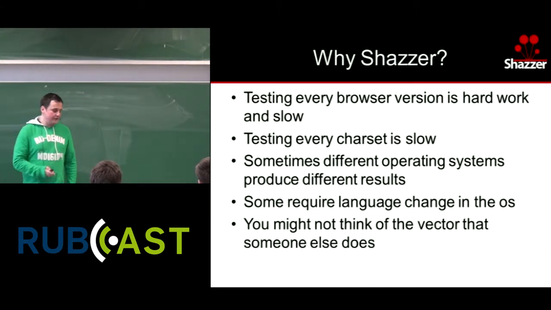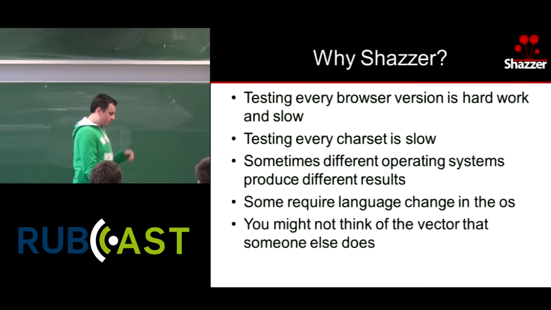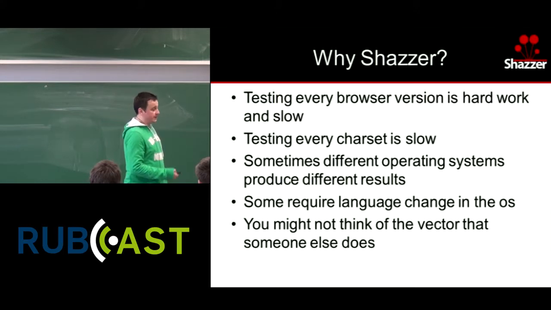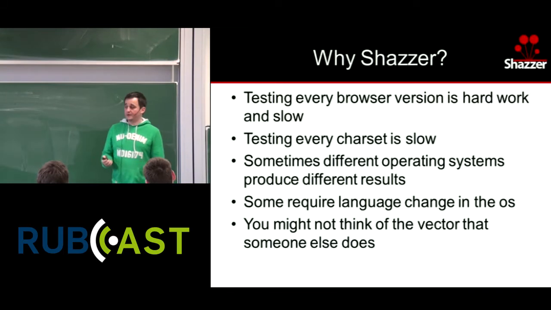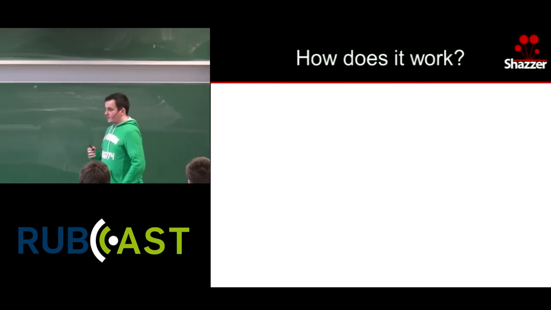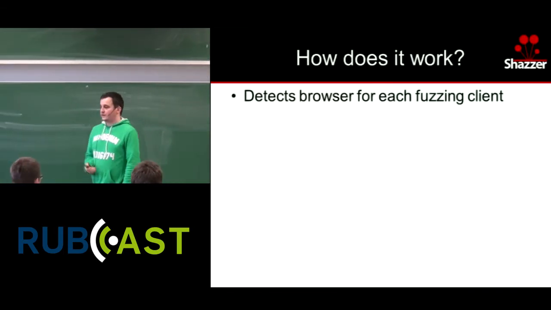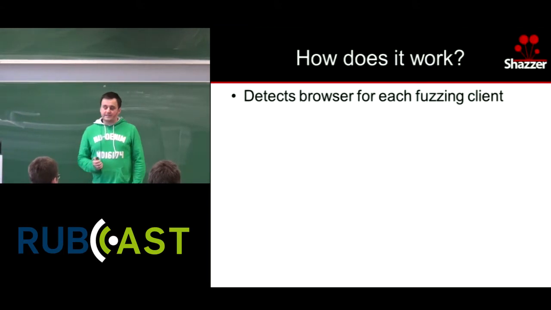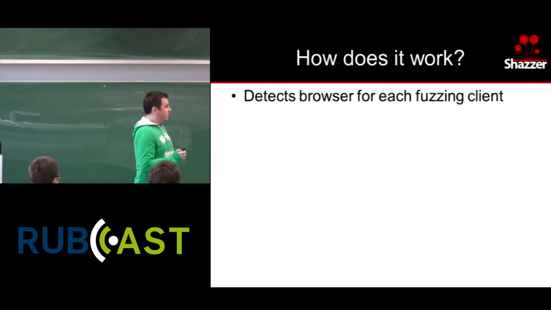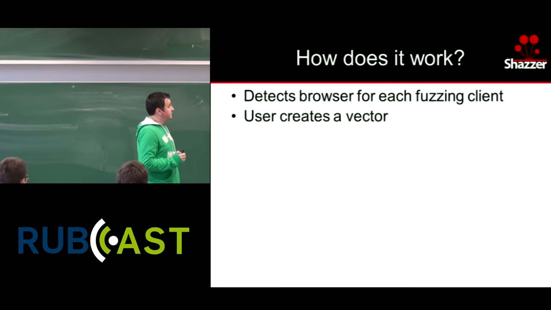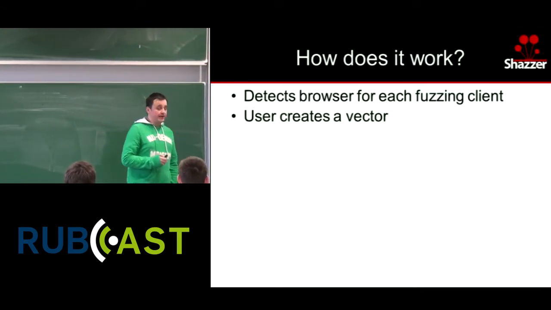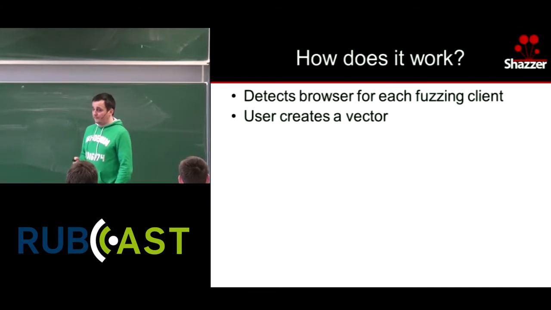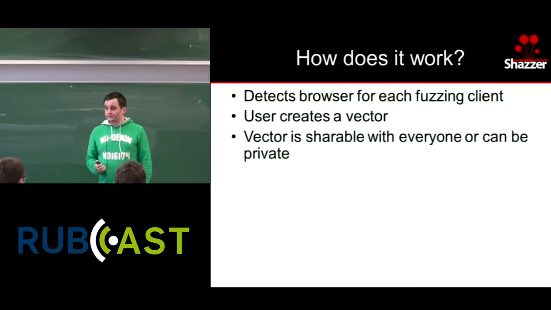And you might not think of a way to do something, but somebody in the US or the UK might have thought, I know, this is how you do it. So how does it work? We detect each browser on the fuzzing client itself. The user creates a vector, as you would an XSS vector.